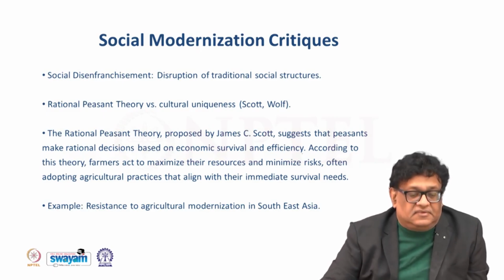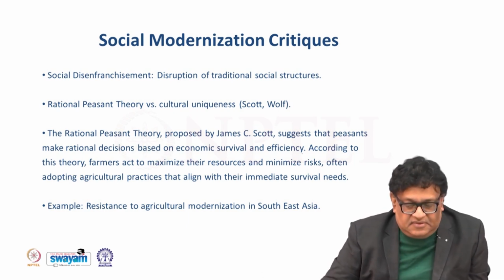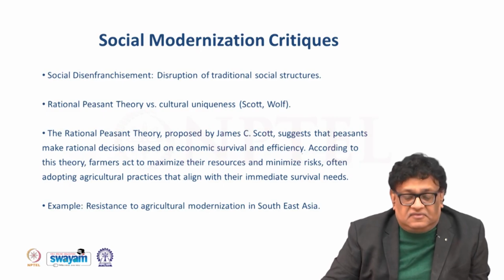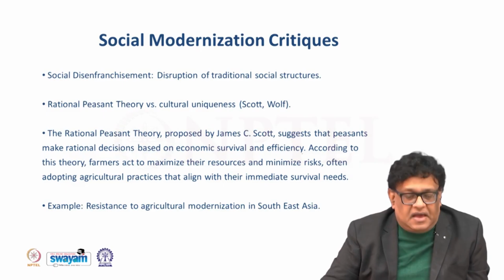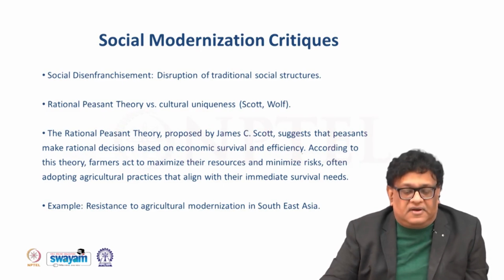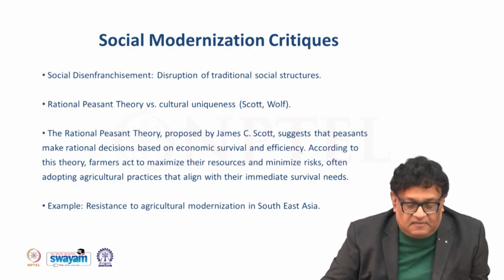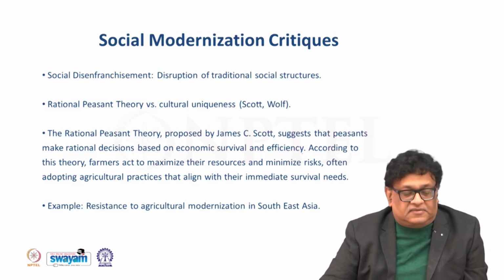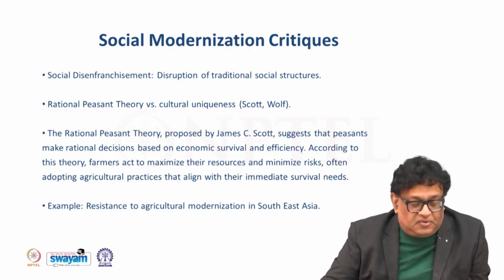The rational peasant theory proposed by James C. Scott suggests that peasants make rational decisions based on economic survival and efficiency. According to this theory, farmers act to maximize their resources and minimize risk, often adopting agricultural practices that align with their immediate survival needs. However, Scott's work contrasts with the idea of cultural uniqueness, as discussed by anthropologists like George E. Marcus and Clifford Geertz.